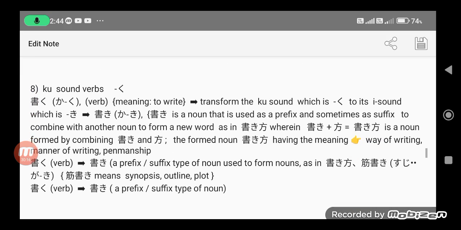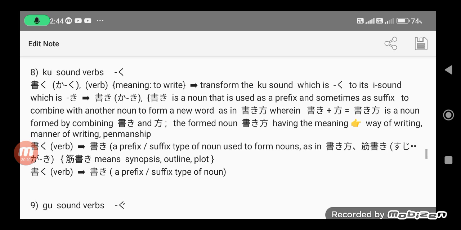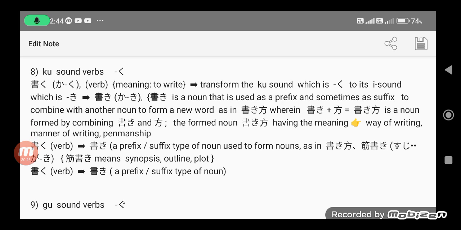So now we go to number 8, the ku sound verbs. An example of a ku sound verb is kaku. Kaku is a verb meaning to write. Now let's transform the ku into its I sound. The I sound for ku is ki. So kaku becomes kaki. Now kaki is a noun that is used as a prefix and sometimes a suffix to combine with another noun to form a new word.